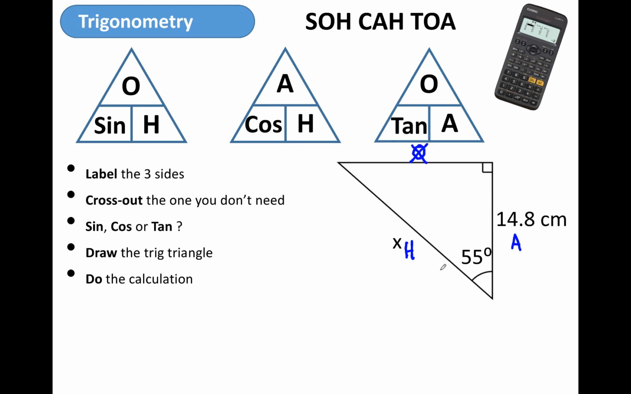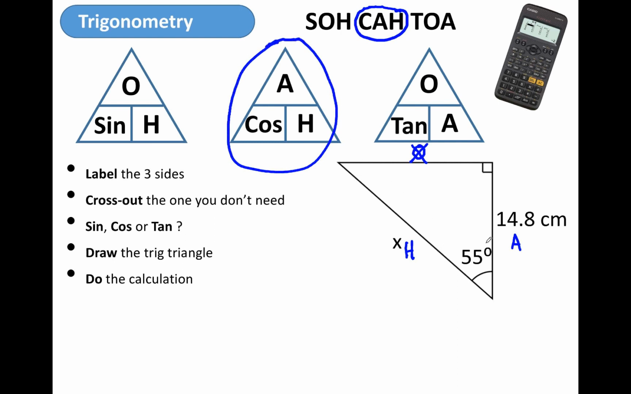Right, then, sine, cos or tan. Look at the 2 letters you've got, A and H. Only one of the silly words has A and H in it, and this time it's CAH. So this is the trig triangle we're after.